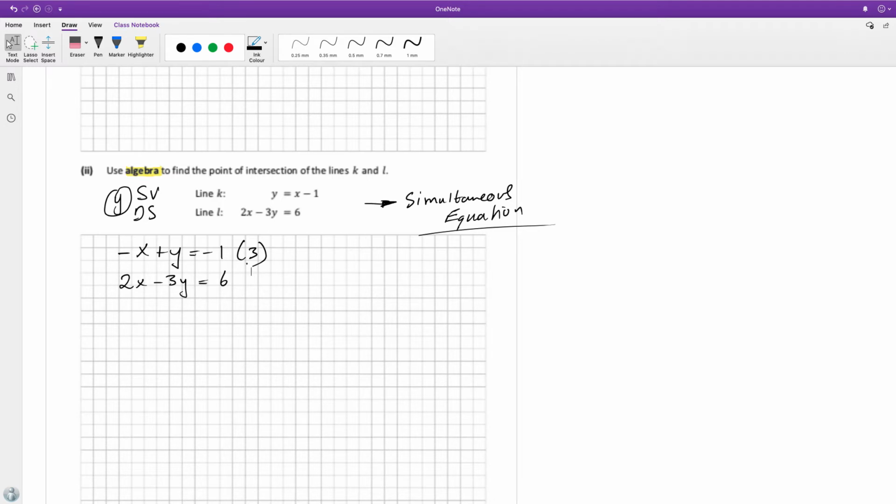No, I want to cancel my y's. What do I want to do to get my value for x? Algebra, I'm sure we're studying for maths in 2 weeks' time. So, work it out. Top line.